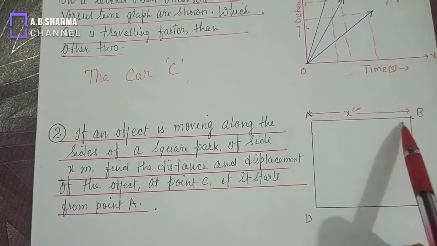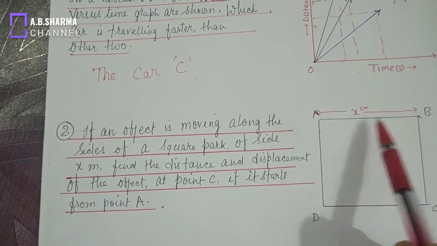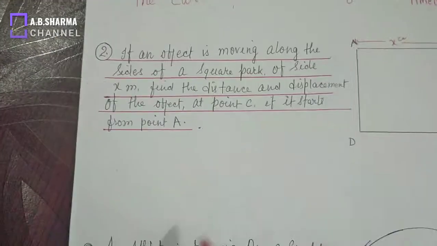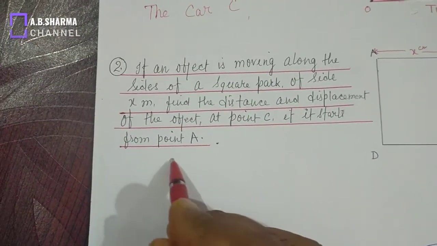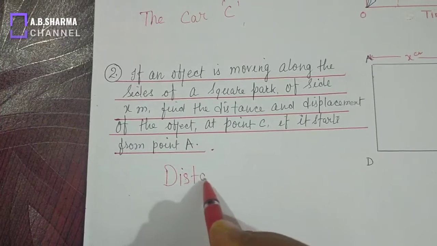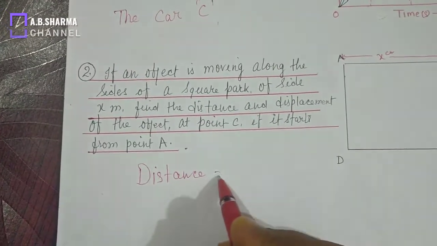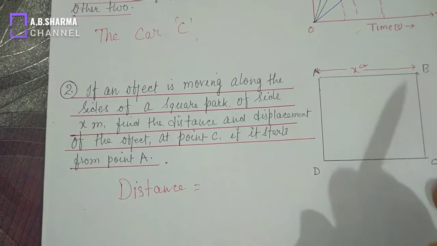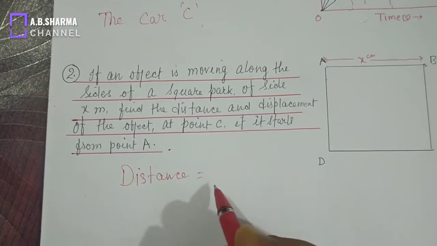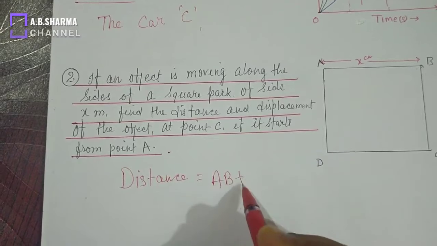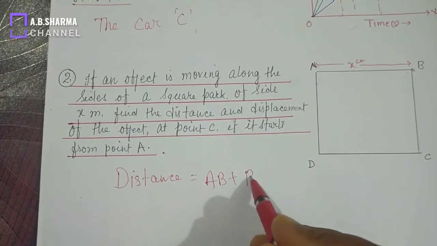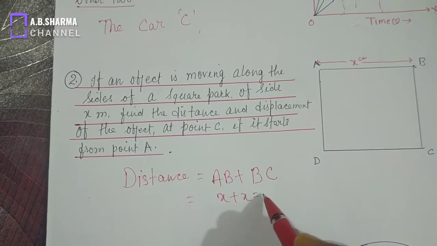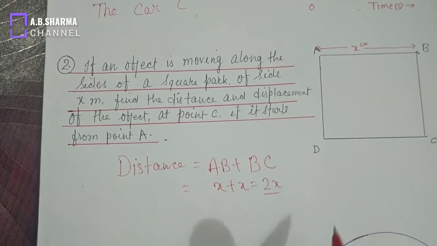Next is the square park whose side is x meter. So if he travels from A to B and B to C, what is the value of distance? Distance is, my dear students, if he starts from A, goes to point B, then point C, distance will be the total path length, that is AB plus BC, which is equal to x plus x equals 2x. This is the distance, 2x meter.